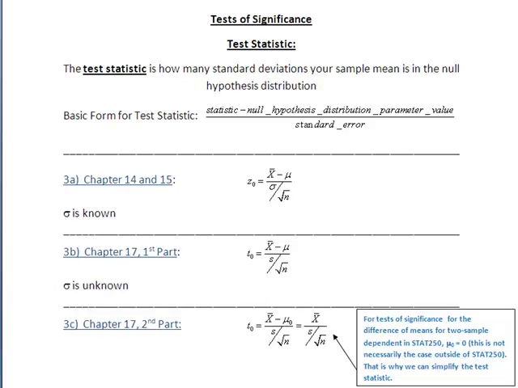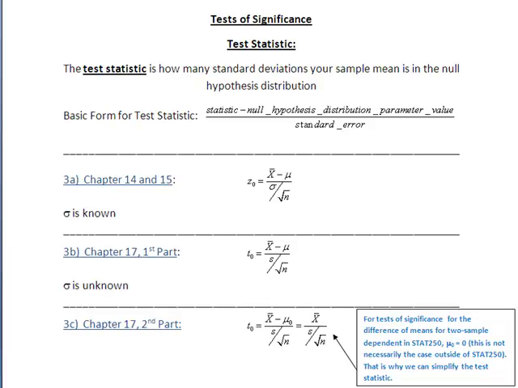Now let's take a look at tests of significance. So we talk about a test statistic when we do these hypothesis tests or tests of significance. And remember what the test statistic is. It's how many standard deviations your sample mean is in the null hypothesis distribution. So our basic form for the test statistic is we standardize our sample mean. And remember, to standardize was just x minus mu over sigma. In other words, whatever you got from your sample minus the population mean divided by the population standard deviation. But when we talk about population here, we're talking about the null hypothesis population. So we look at the value of our null hypothesis, its mean, and its standard deviation, which is a standard error.